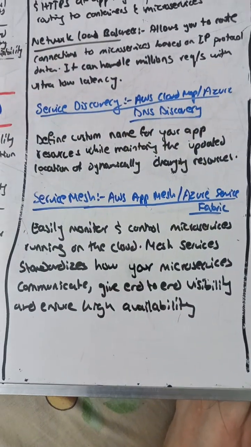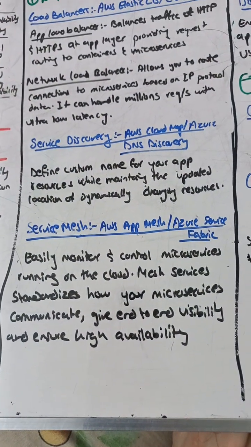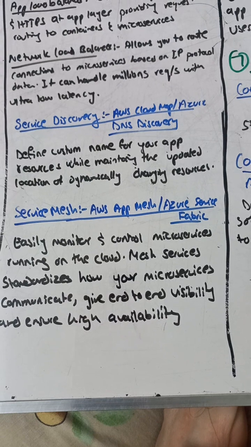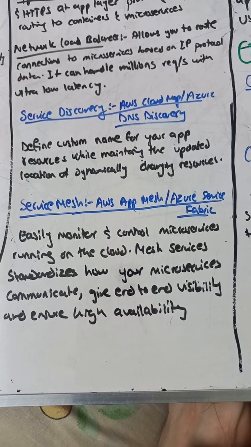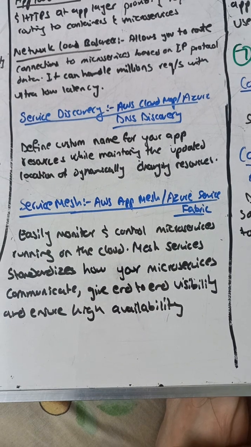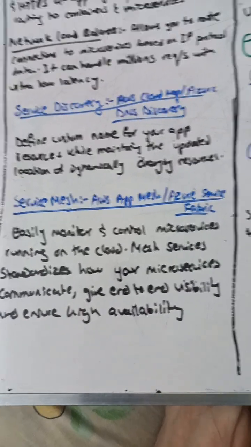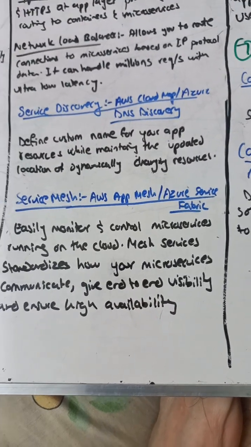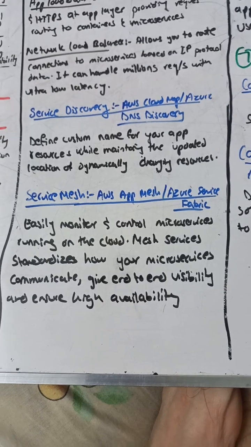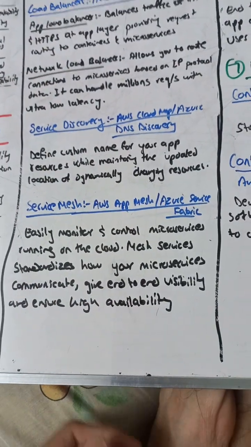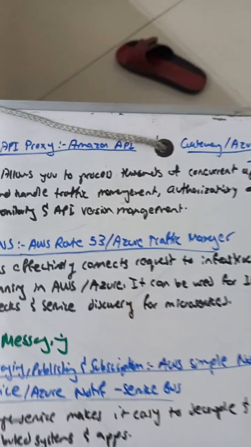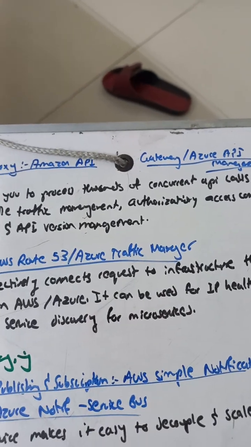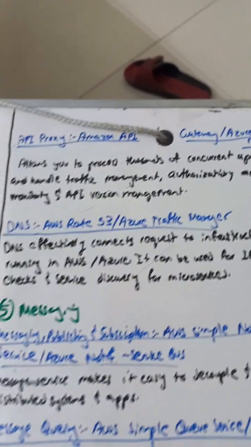Then you have the service mesh, which is AWS App Mesh or Azure Service Fabric, which is basically monitoring and controlling your microservices running on the cloud. Mesh services standardize how your microservices communicate and give end-to-end visibility and ensure high availability. So it's basically controlling how your microservices are working, and it's ensuring that you always have high availability and visibility from one end to the other end. Then you have API proxy. For creating APIs, you have Amazon API Gateway, and for Azure, that is API Management.